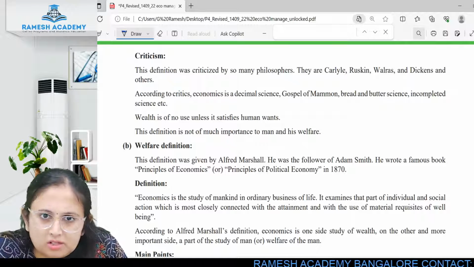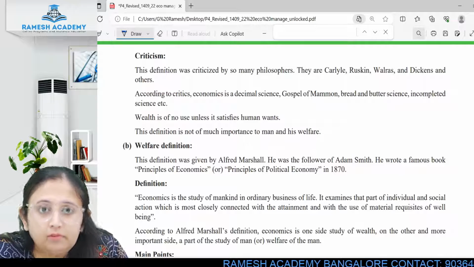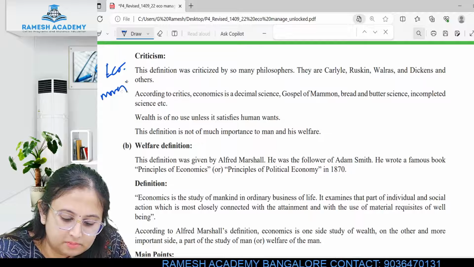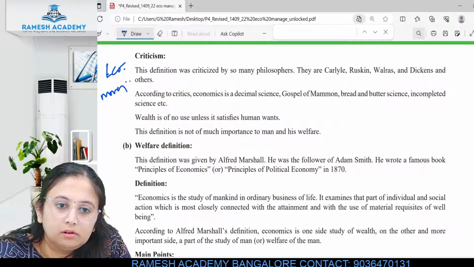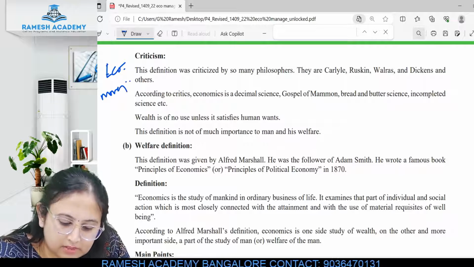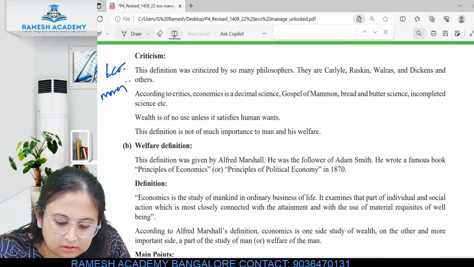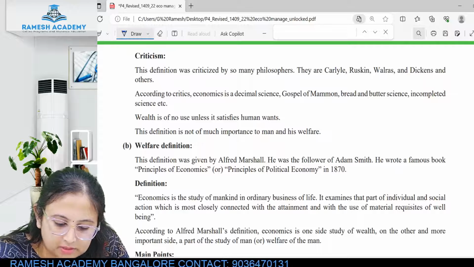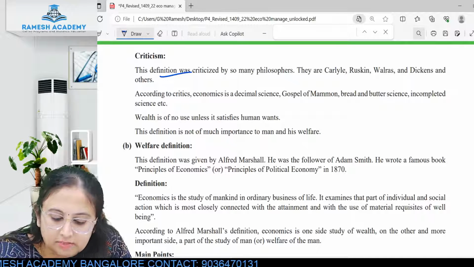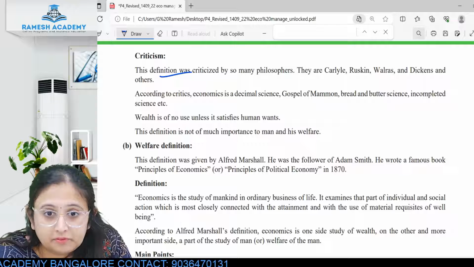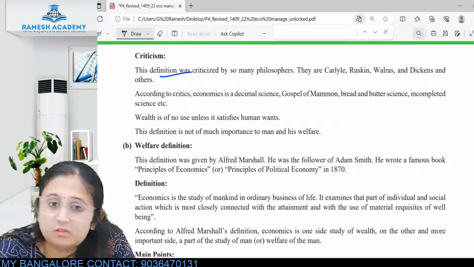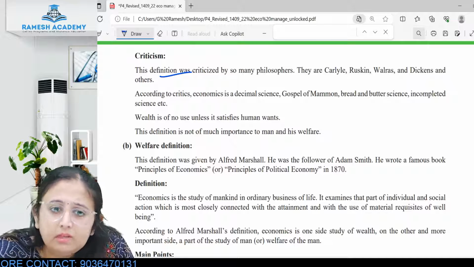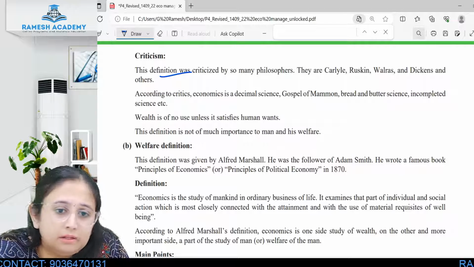According to Adam Smith, economics means money. Economics means wealth. That's all. But it's not actually that, it's something else. That is why there is criticism with respect to Adam Smith's definition. The definition was criticized by so many philosophers, not only one or two. Many philosophers said, no, what you are telling is giving a wrong message to society. Economics means wealth, economics means money, that's wrong.